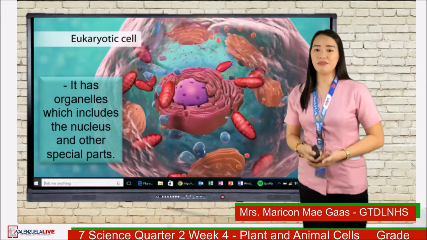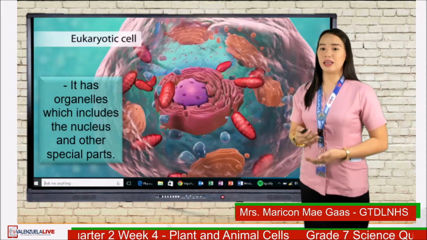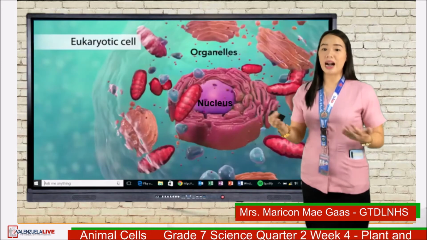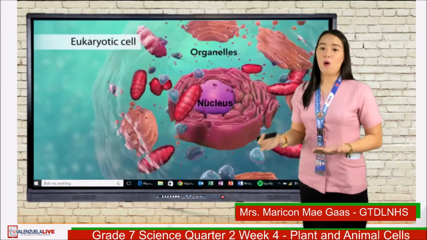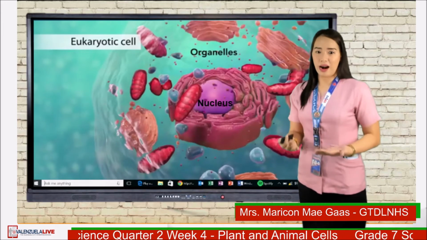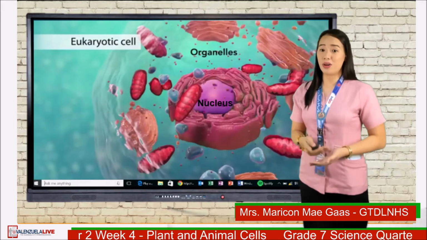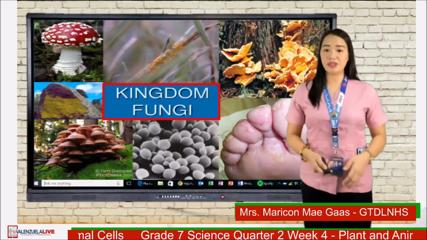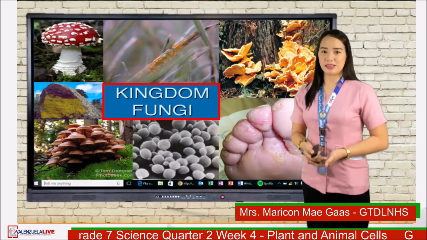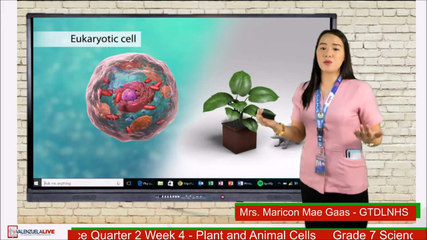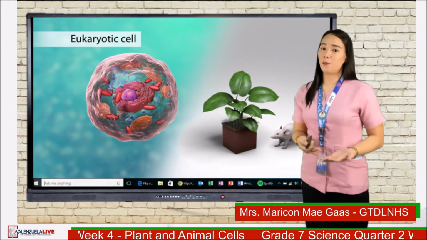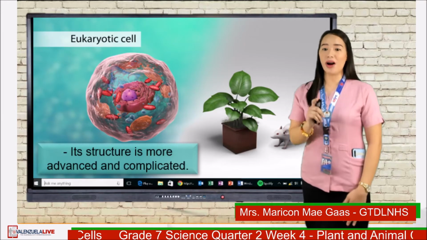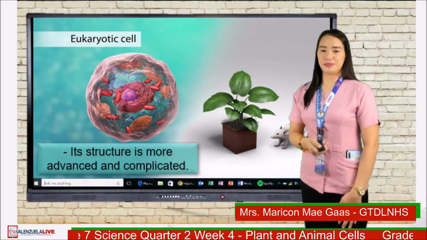Eukaryotic cells have organelles which include the nucleus and other special parts. We are made of eukaryotic cells. All humans and animals are. In fact, we aren't the only ones. Plants and animals and fungi also have eukaryotic cells. So what makes a eukaryotic cell so special? Well, the structure of our cell, because it is more advanced and complicated.